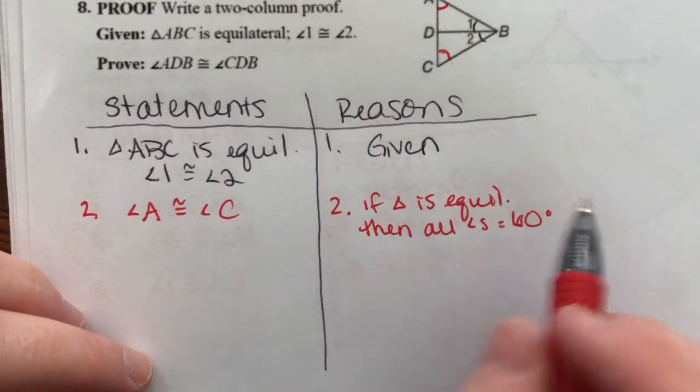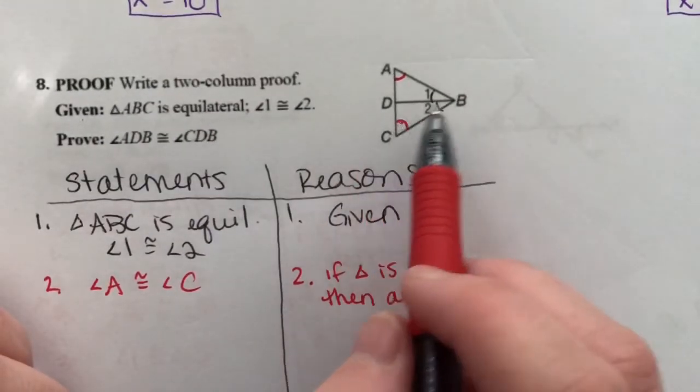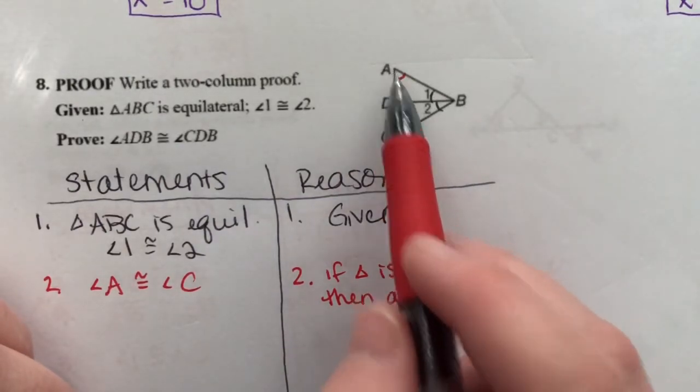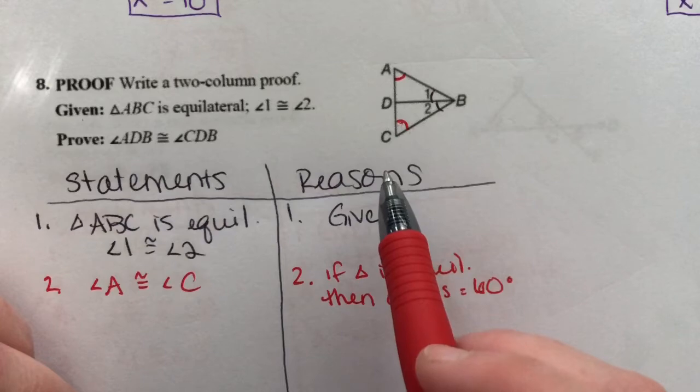I could have just said it's equiangular. All the angles are the same. So by definition, angles A, B, and C all have to be 60 degrees, but we know they're both equal. And we know this guy and this guy are each 60 degrees.